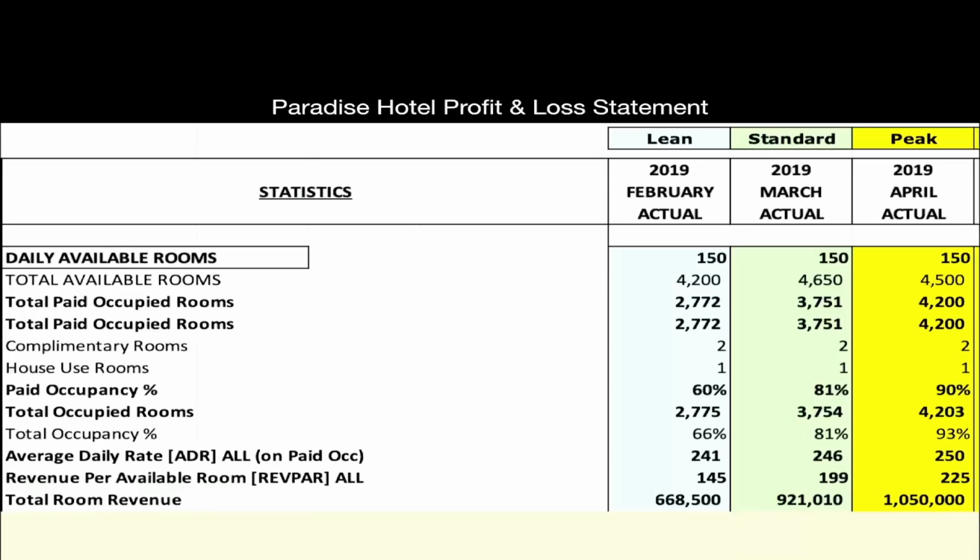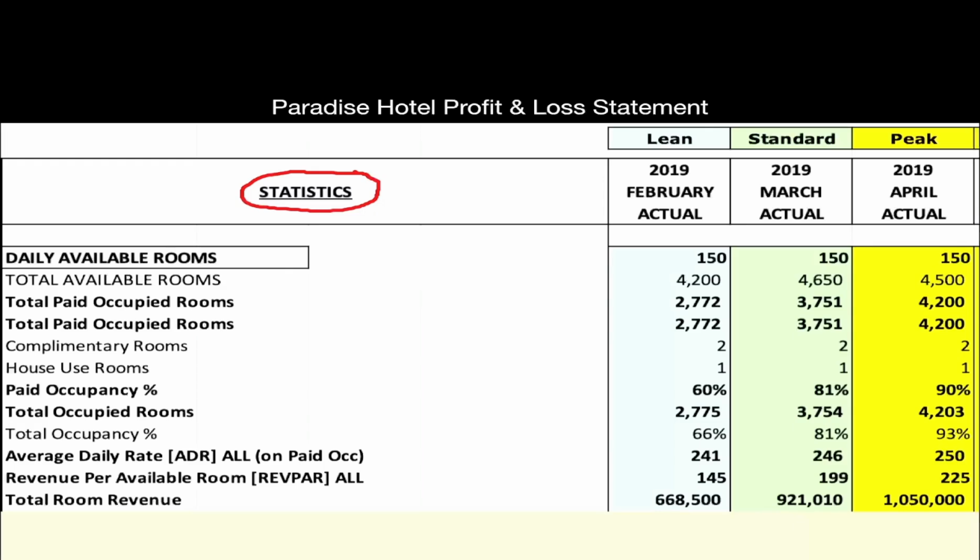This is the statistics section of the Paradise Hotel profit and loss statement. The statistics section is normally at the bottom of the profit and loss statement and provides important information on occupancy, average rate, and other related information. Our focus in this video shall be on the hotel occupancy rate. However, before we get into that, let's look at some very important elements that do not form part of a hotel profit and loss statement.